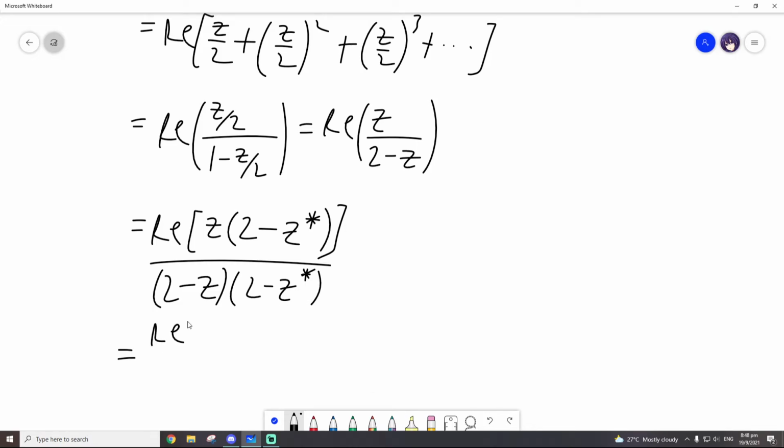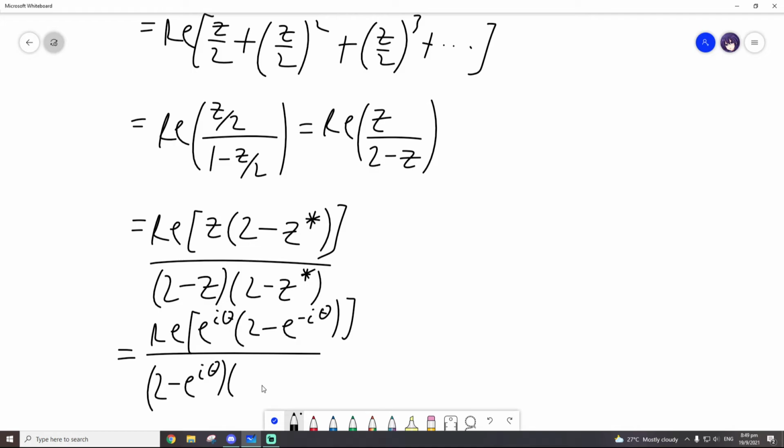But recall that z is e to the power of i theta. So we're going to rewrite this. So this is going to be e to the power of i theta times 2 minus e to the power of negative i theta, because that's how we write the conjugate in terms of the exponential form. And we can rewrite the denominator as 2 minus e to the i theta and 2 minus e to the negative i theta.